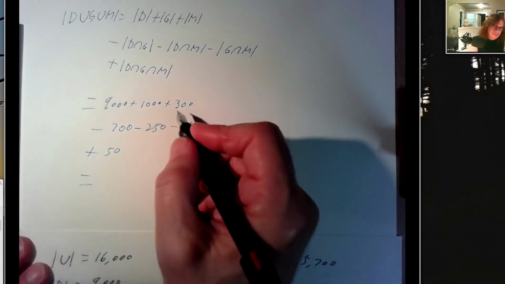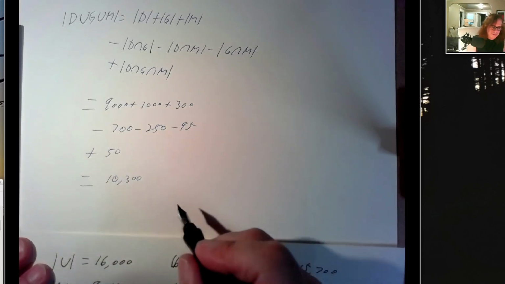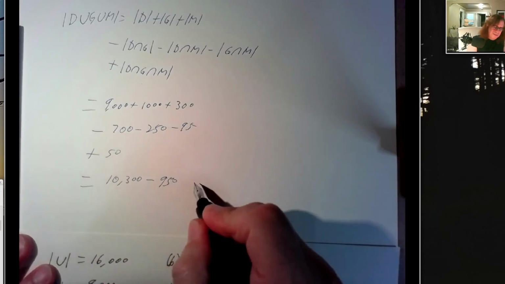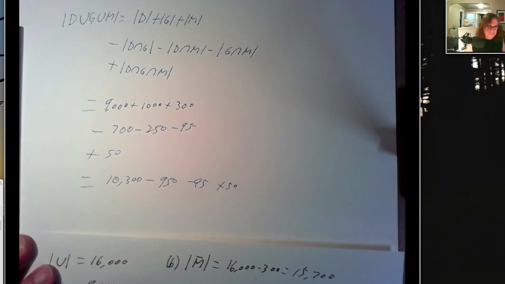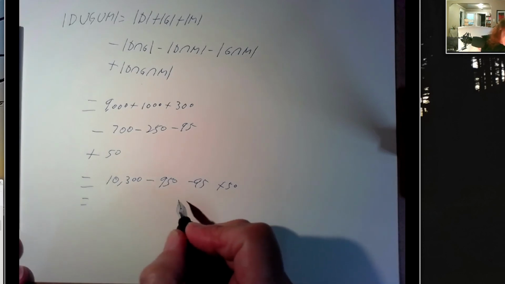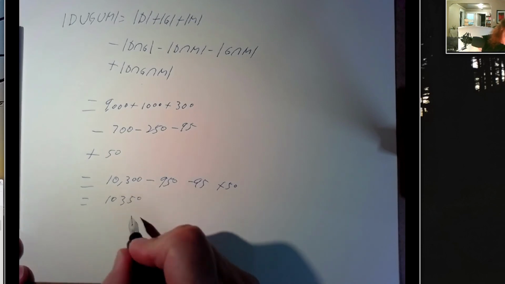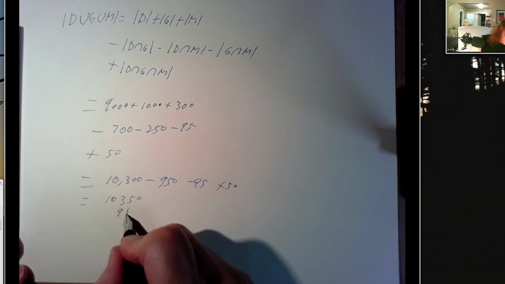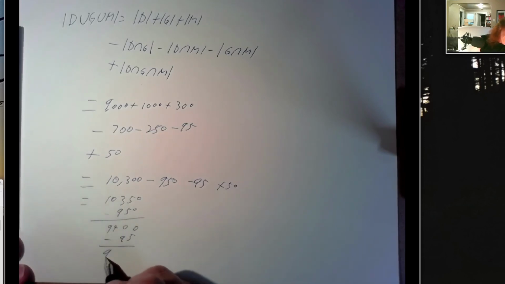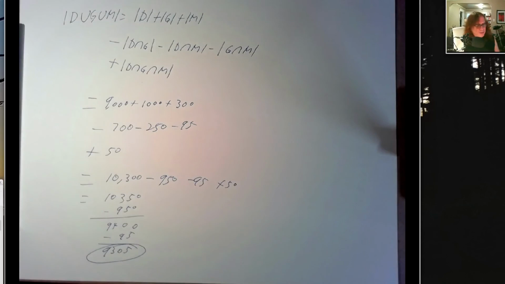Okay, so that's 10,300 minus 950 minus 95 plus 50. So I might get the answer wrong, but I'm going to do this by hand anyway. So 10,300 plus 50 is 10,350, minus 950 is going to be 9,400, minus 95 will be 9,305. That's the number of students who are daytime or graduate or math.